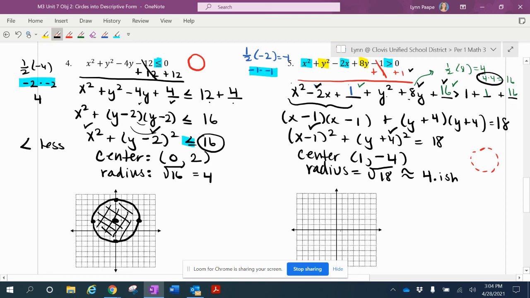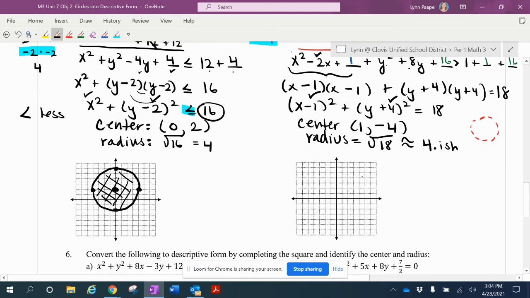So let's get the center. We're going to go over 1 and then down 4. Let me scoot this up just a little bit. Over 1, down 4. And then my radius is going to be a little bigger than 4. So I'm going to go a little bigger than 4 all the way around, roughly on the downward side. And then I'm going to use a dotted line, right? A dotted line to graph.